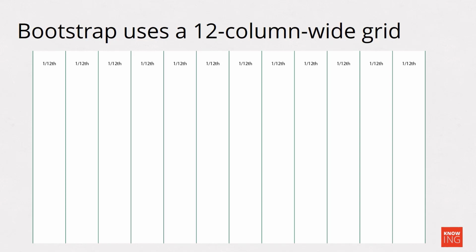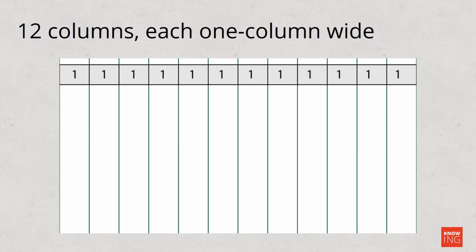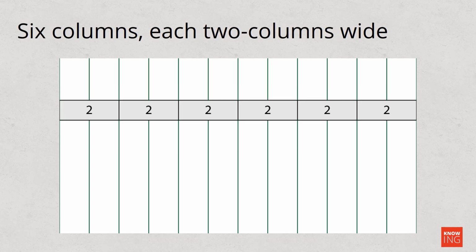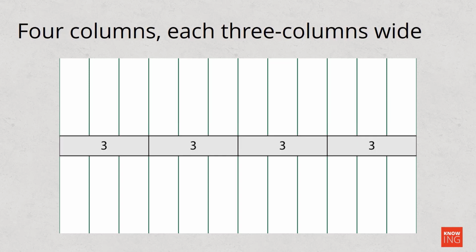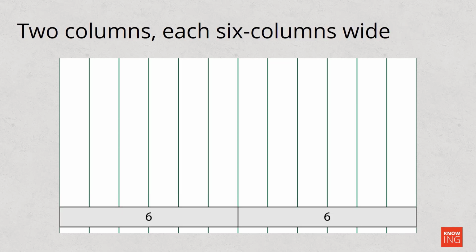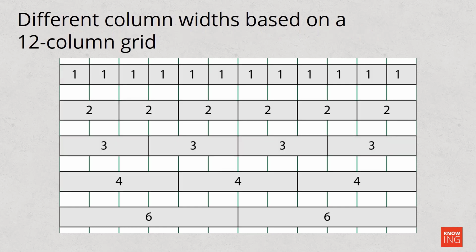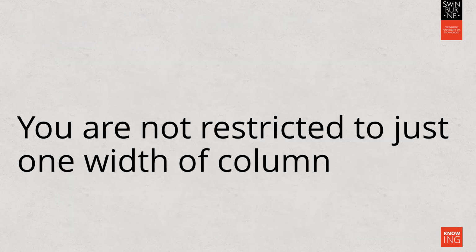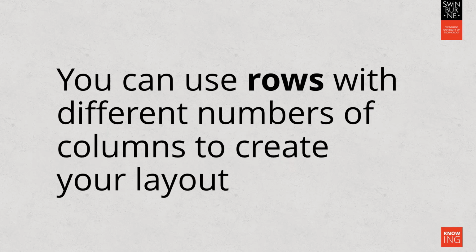Bootstrap uses a 12-column wide grid. This gives a lot of flexibility in your website layout. So here we have 12 columns, each 1 column wide. This shows you 6 columns or 6 sections that are 2 columns wide. Here we've got 4 columns, which are 3 columns each wide, or 4 sections. Here we have 3 sections, 3 columns, that are 4 columns wide, 2 sections or 2 columns which are 6 columns wide each, and you can use any combination of those, because you're not just restricted to one width of column. You can use rows with different numbers of columns to create your layout.